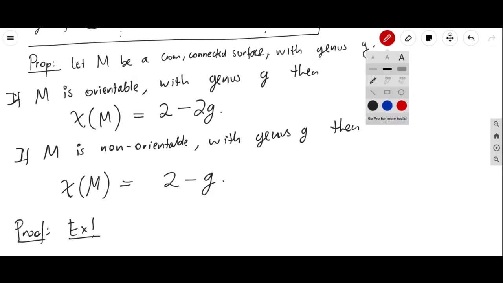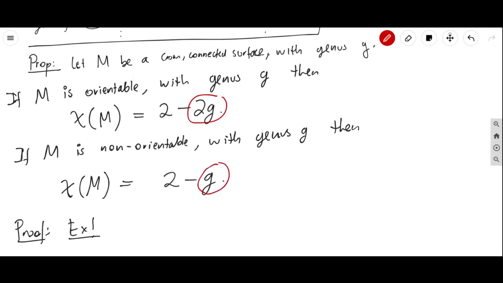You will notice that when you talk about orientable surfaces, there's a 2G, and when you talk about non-orientable surfaces, there's a G. That makes sense because the torus has 2 pairs of symbols, whereas non-orientable surfaces have just 1 pair of symbols. That maybe explains why it goes like this. But you should be able to prove this yourself. It's not difficult, it's just a computation. You just take your polygonal representation for M and triangulate it.